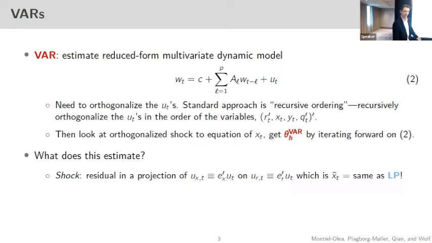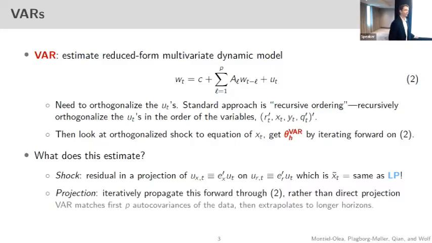So the shock is the same, but then there's a slight difference. You're not redoing the projection horizon by horizon. What you're instead doing is projecting this forward through the reduced form VAR. That VAR matches the first P autocovariances of the data, but then parametrically extrapolates. Good. So now we have a basic understanding of what these two methods are doing.